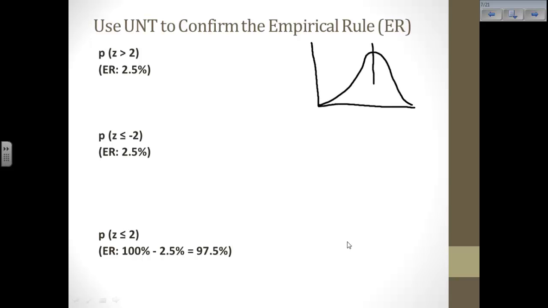I always plot my 0 in the middle, and a z-score of 2 would be somewhere around here. And greater than 2, shade that in. Now that's clearly a tail. It's the smaller portion of the graph. And then the next one is looking at a z-score less than or equal to -2.